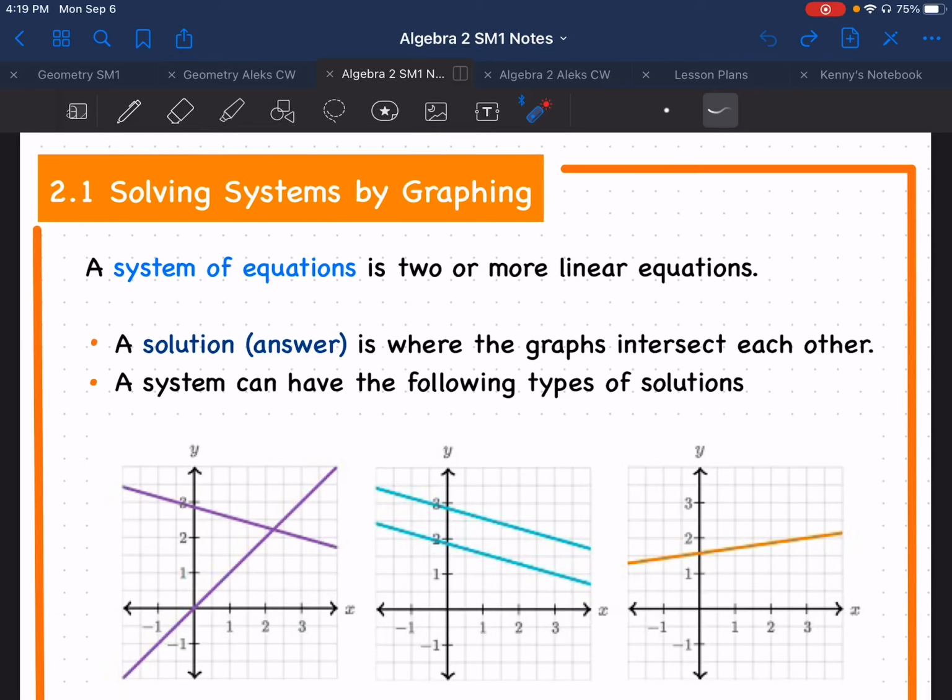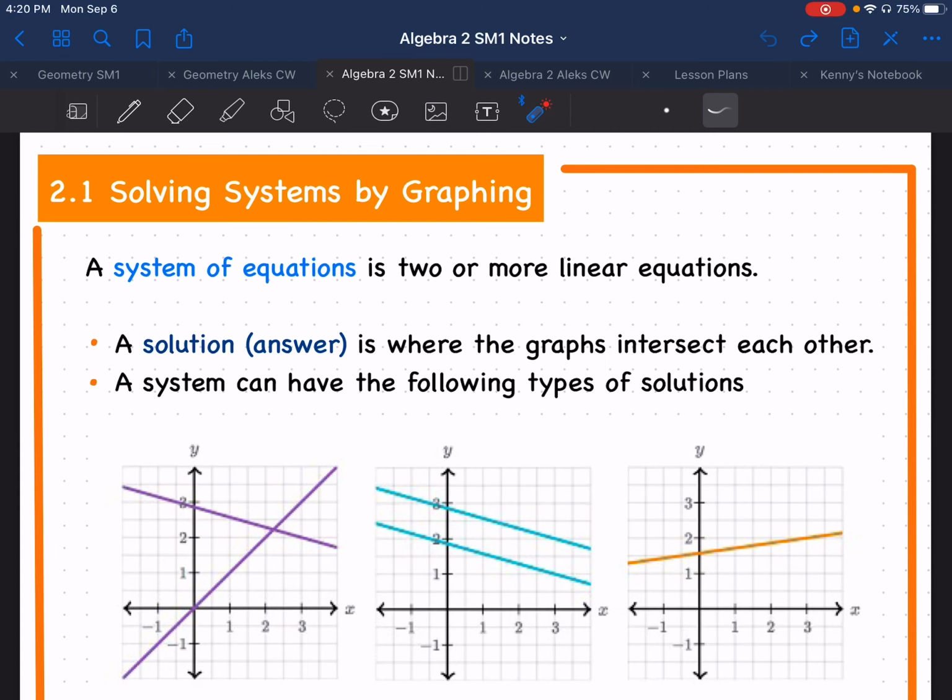Today's lesson is 2.1, Solving Systems by Graphing. A system of equations is two or more linear equations. In this first lesson, we're going to go ahead and just see two of them. But as the unit goes on, we will add three equations with three unknowns. A solution, which is an answer, is where the graphs intersect each other.